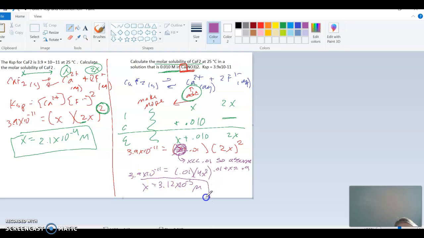So from there you can see this 3.12 times 10 to the negative 5 molar and 2.1 times 10 to the negative 4 molar. I can see that this number right here is a smaller number, which does prove that as we add a common ion, it has a lower molar solubility. Less fluorine is actually going to be able to dissolve. Fluorine is actually 2x of this, so 2 times that, because it's connected with the calcium to create the calcium fluoride solid.